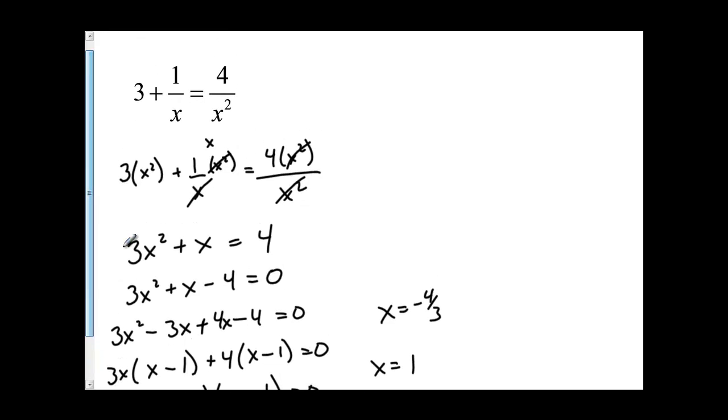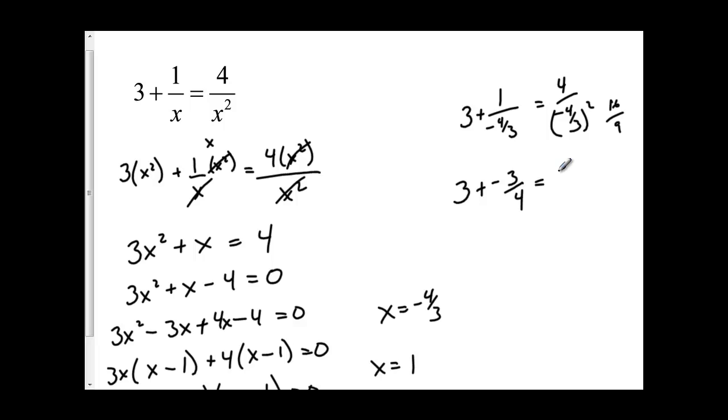or positive 1. So I need to substitute both of these back into the equation to see if it's going to work. My first check, I've got 3 plus 1 over negative 4/3 equals 4 over negative 4/3 squared. Change this to the top, I get 3 plus negative 3 over 4 equals, now negative 4/3 squared is going to be 16 over 9, which is going to make this 36 over 16, because I multiplied the 9 onto the top here.